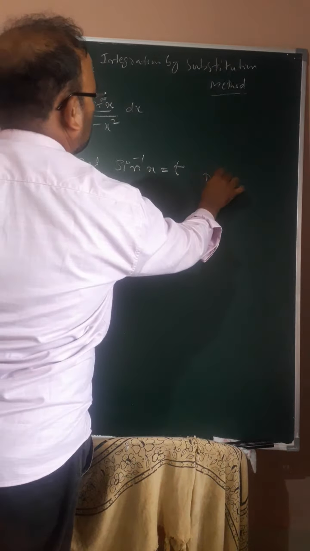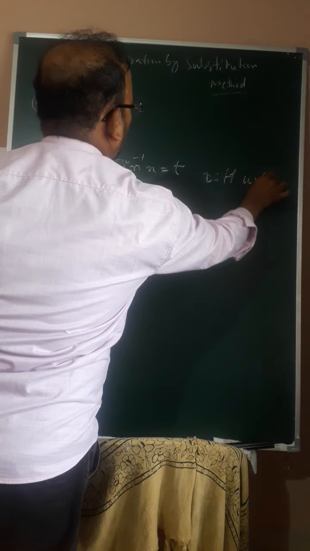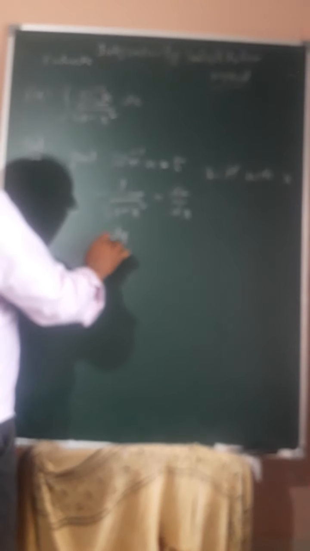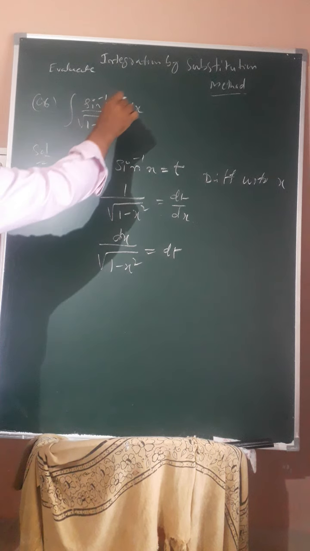Now, solution. Put sine inverse x as t. You should take it as t. We know the derivative of sine inverse x is 1 by square root of 1 minus x square. Differentiate with respect to x. The derivative of sine inverse x is 1 by square root of 1 minus x square, and this is dt by dx. Now bring this dx here, that is dx by square root of 1 minus x square is dt. Now this is substituted as dt.